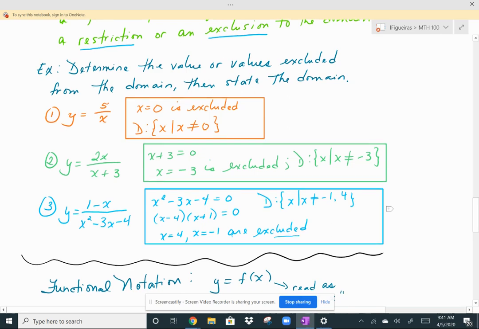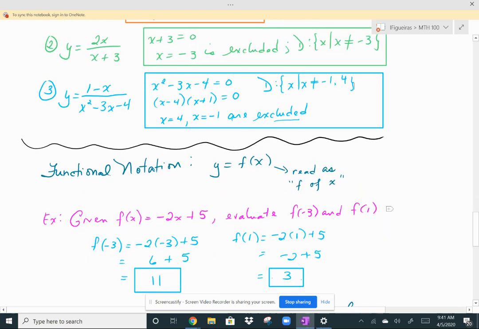All right, functional notation. Functional notation is a convenient way of restating y. y equal to f of x. They mean the same thing. This one right here does not mean f times x. It is read as f of x, meaning a function of x. y is a function of x. So I'll show you how we use this functional notation.